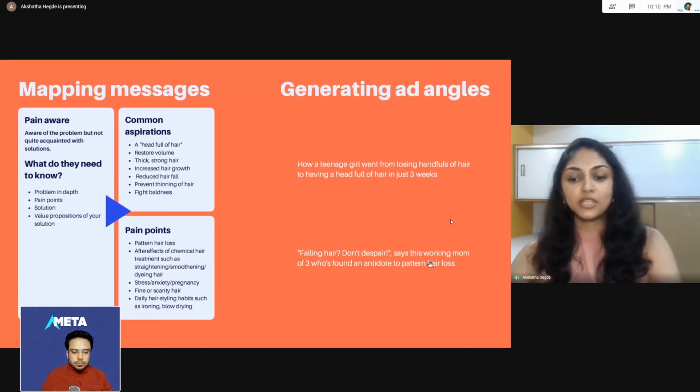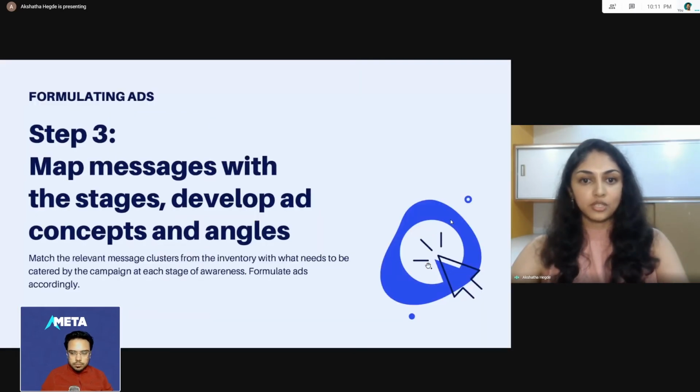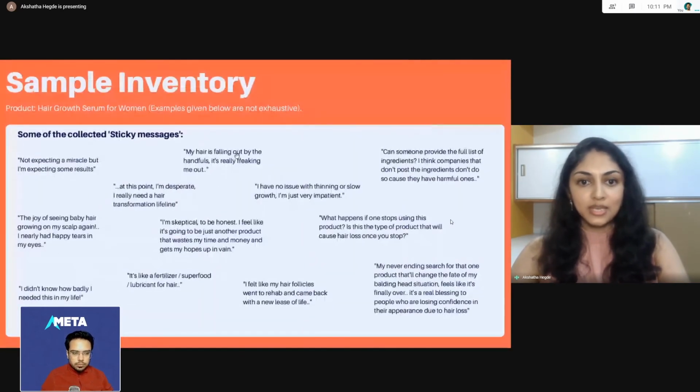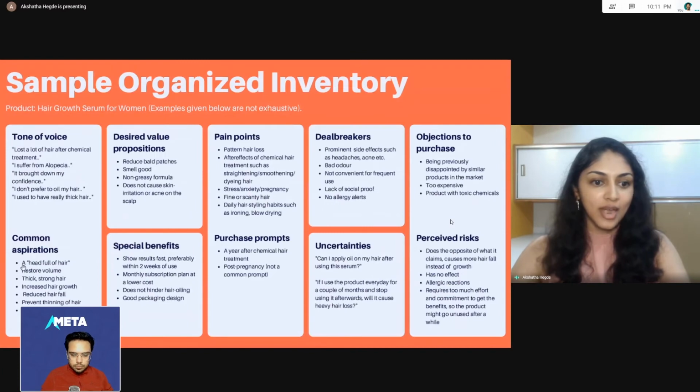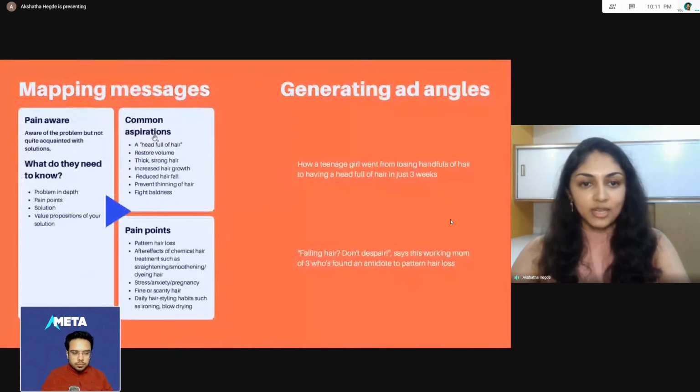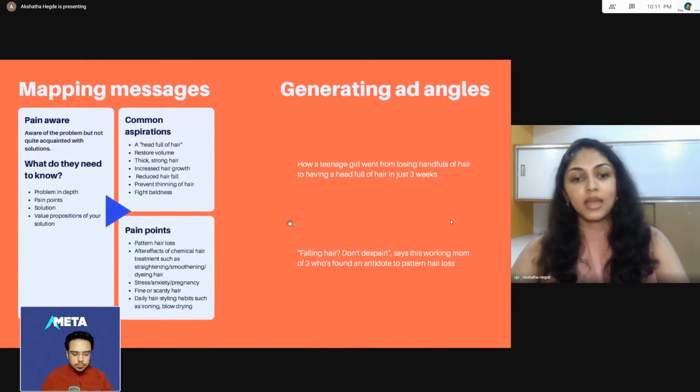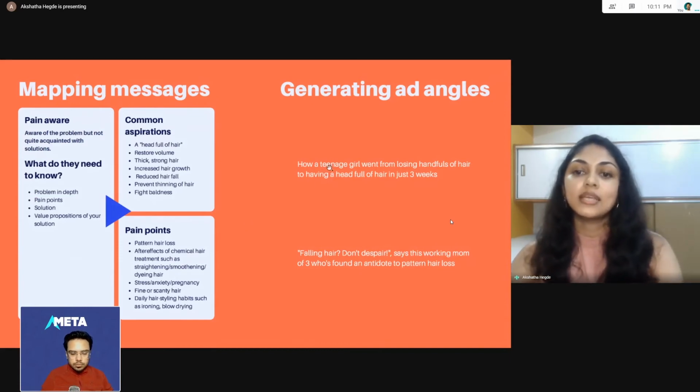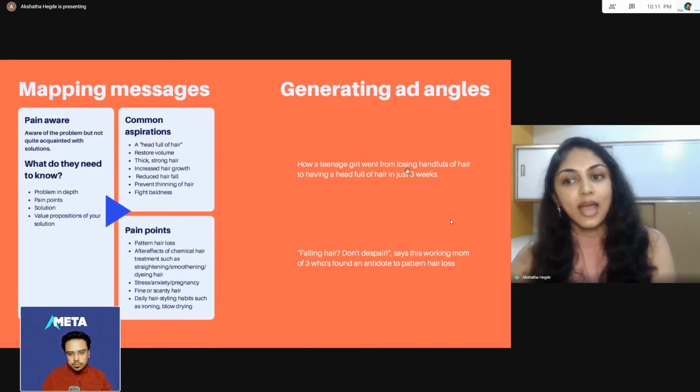Then I'm going to use the sticky messages I found in my, let me just go back to that. I found here somebody saying my hair is falling out by the handfuls, and then of course another expectation for a head full of hair is common. So I'm going to use these things, mix them up. Head full of hair is again here in common aspirations. Basic pain point is styling hair here and here, and the category of people going through this pain point, I'm going to target them with this angle, saying how a teenage girl, right, that falls in this category went from losing handfuls of hair, which is already there in our messages, to having a head full of hair, which is again an expectation people have, in just 3 weeks.